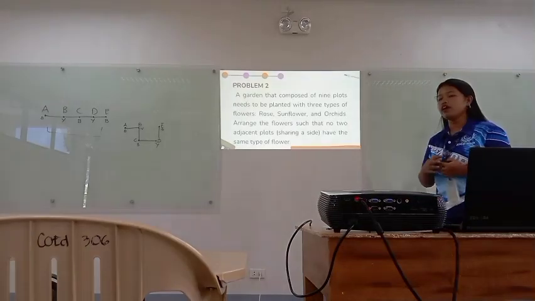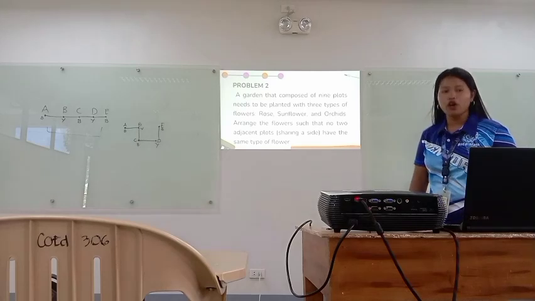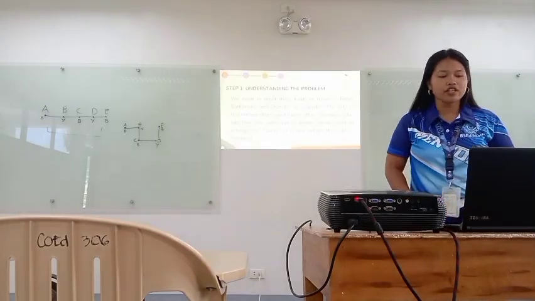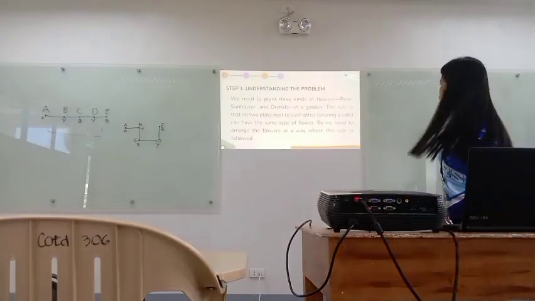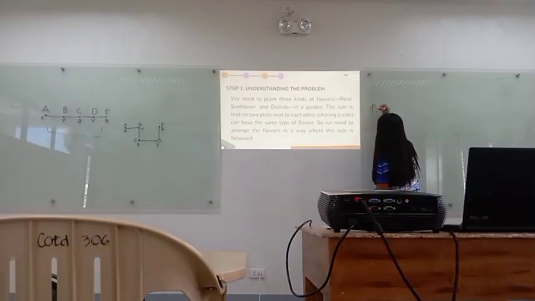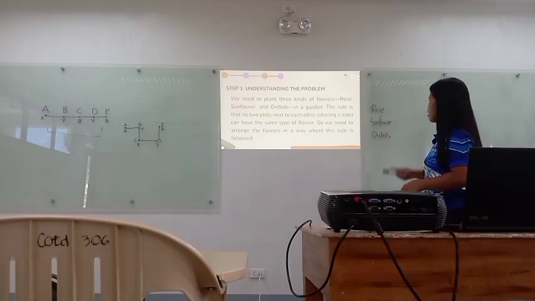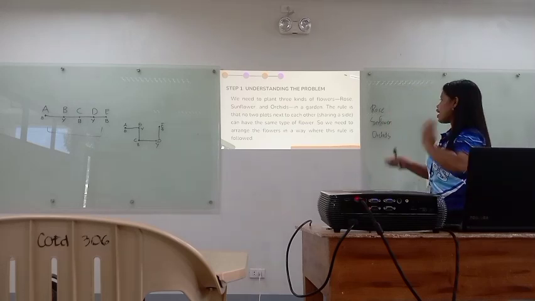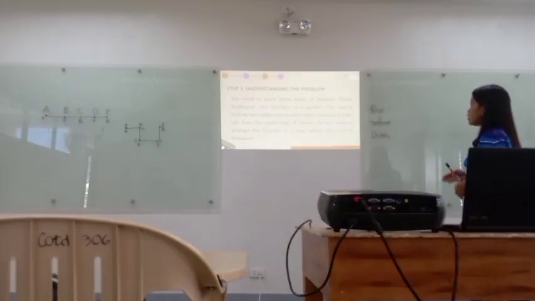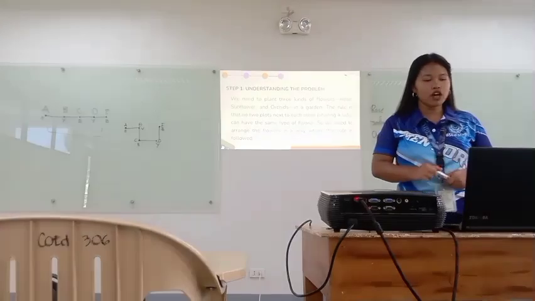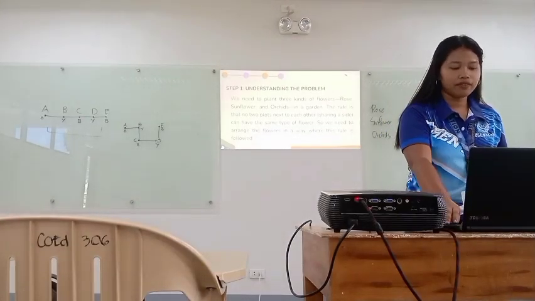Okay, so in this problem, we are still using the Polya method, which is step 1, understand the problem. Very good. So we need to plant 3 kinds of flowers, which are rose, sunflower, and orchids. The rule is that no 2 plants next to each other sharing a side can have the same type of flowers. So we need to arrange the flowers in a way where this rule is followed. So let's move on to the next step, which is devise a plan.